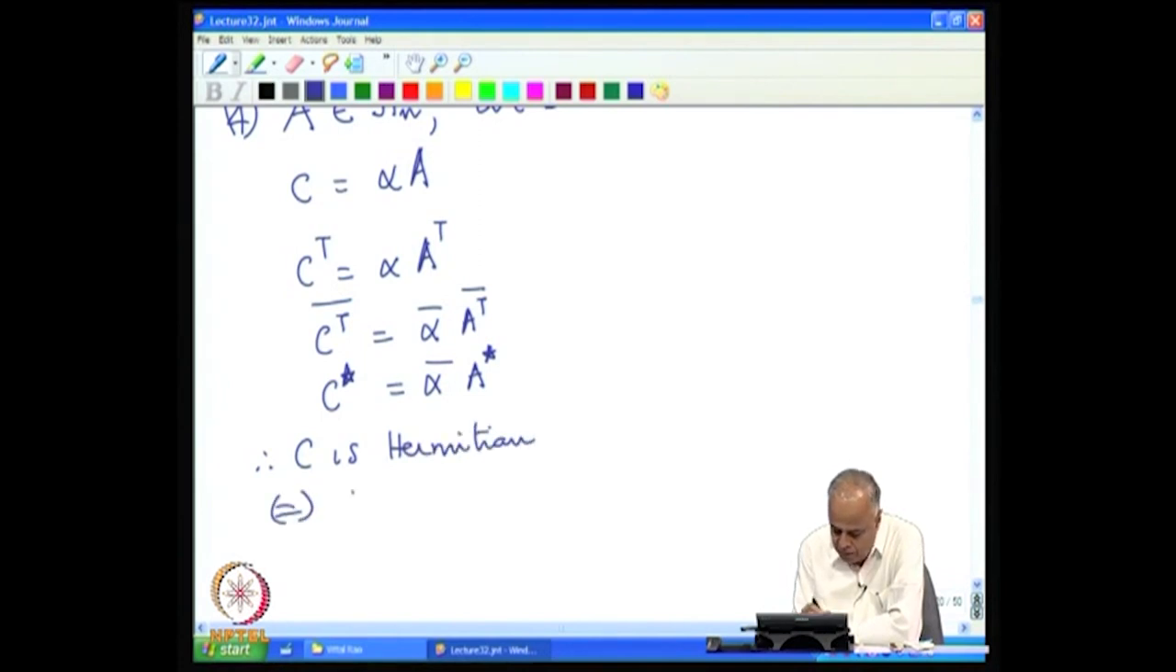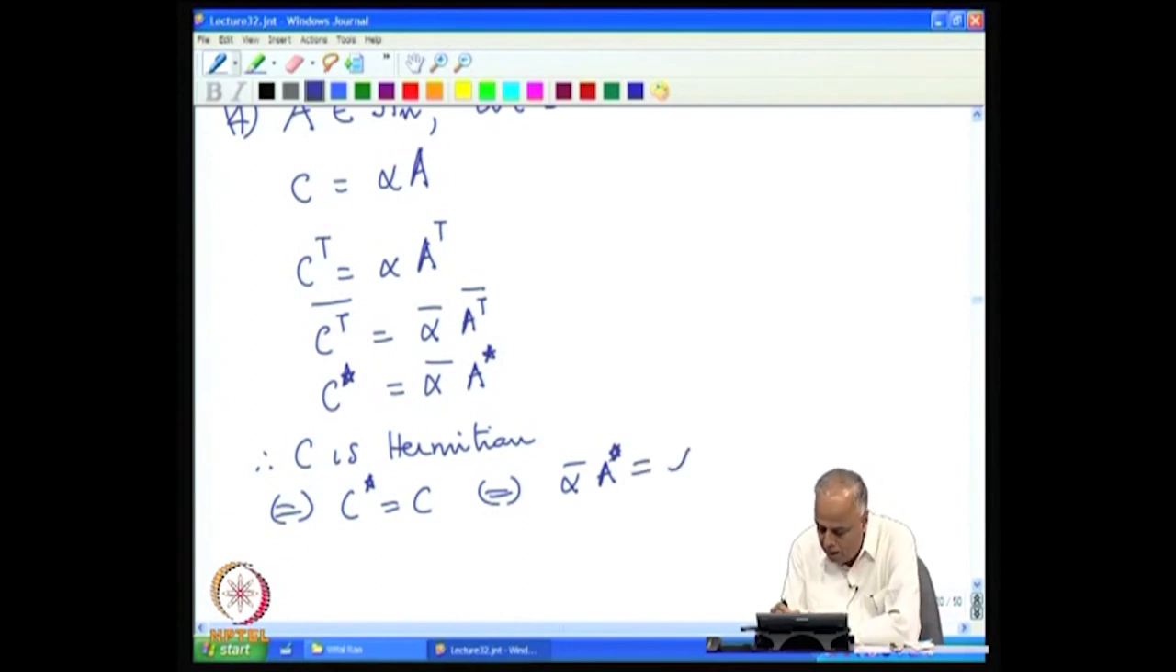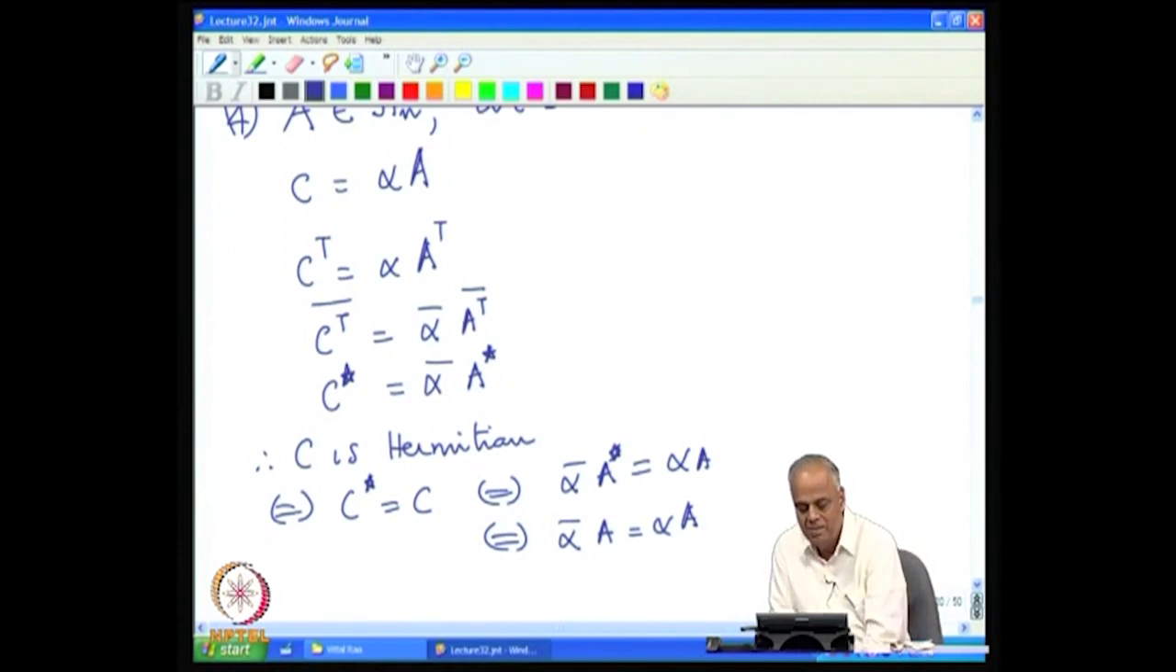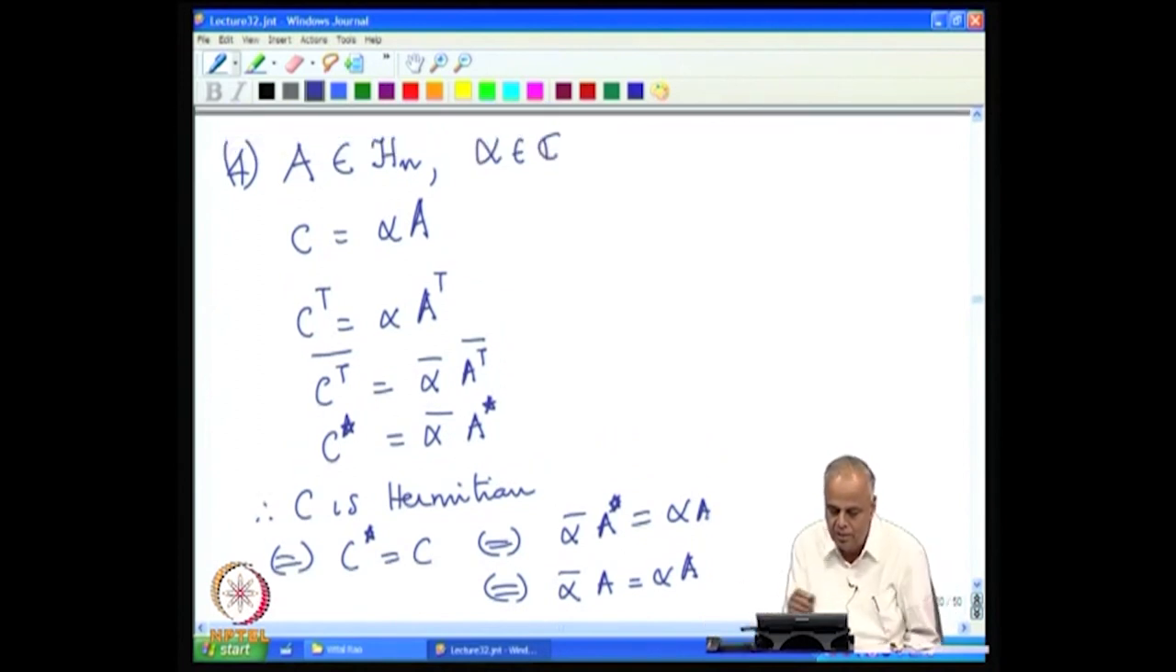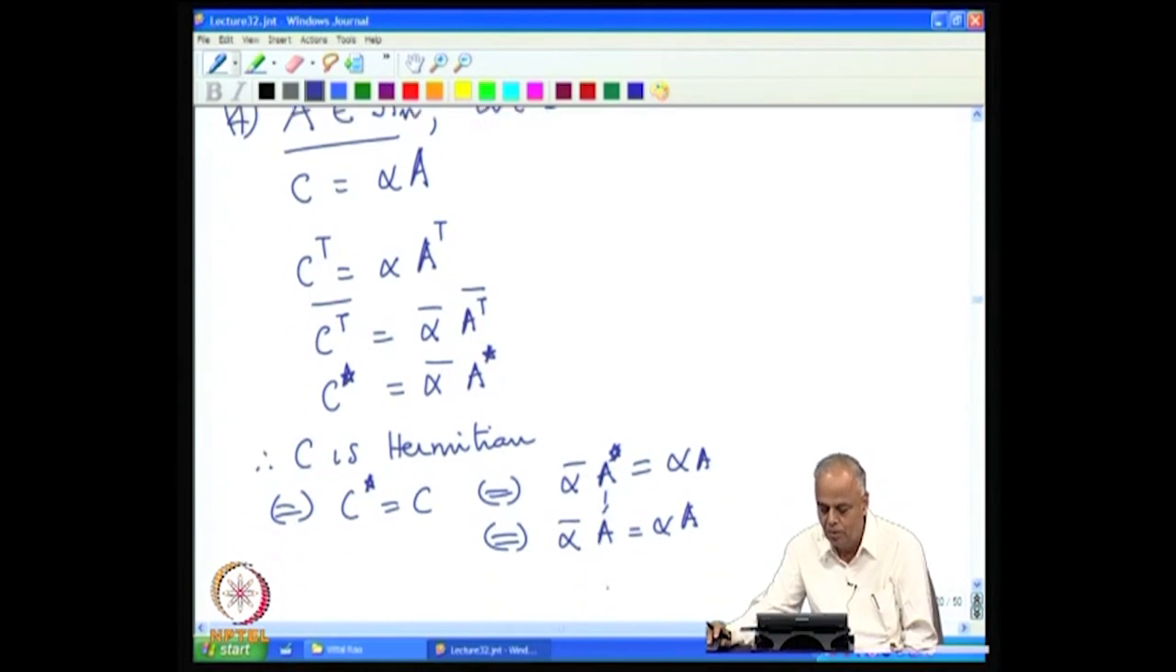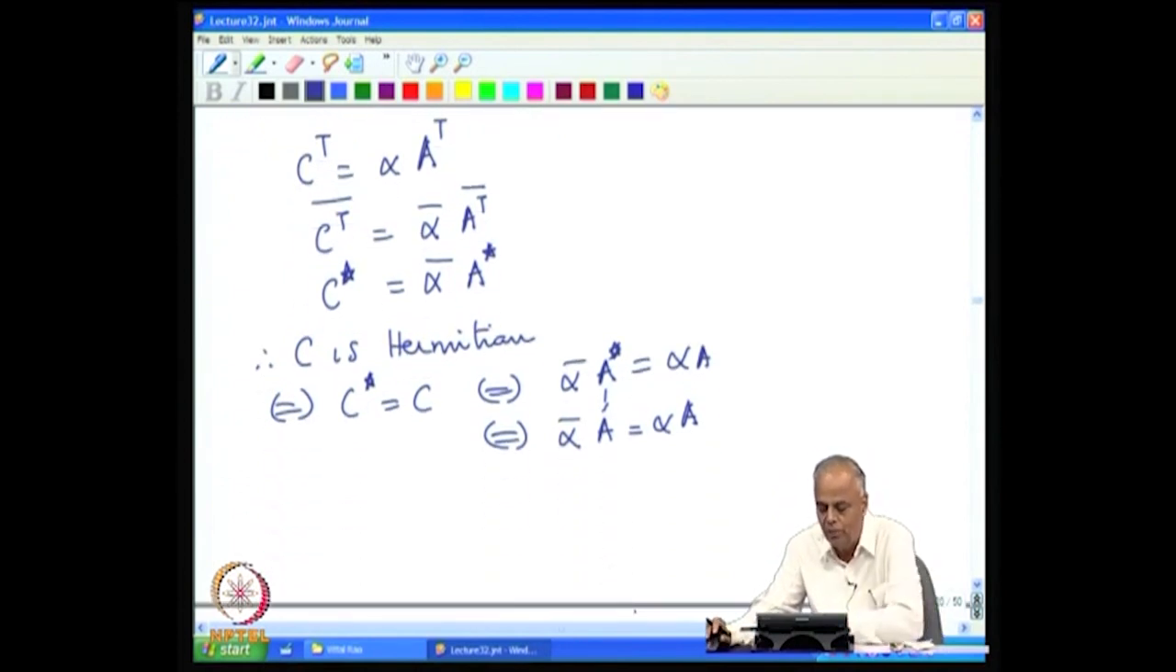if and only if C star is equal to C, if and only if alpha bar A star, that is, the C star must be equal to alpha A, if and only if alpha bar A is equal to alpha A, because A star is A. We have assumed that A is in HN. Since A is in HN, A star can be replaced by A. So, C will become Hermitian if and only if alpha bar A equals alpha A.